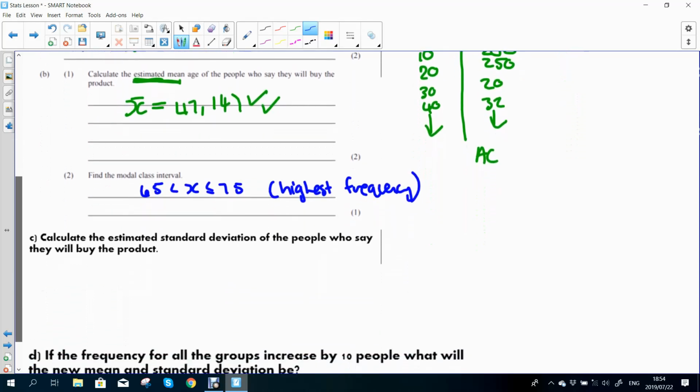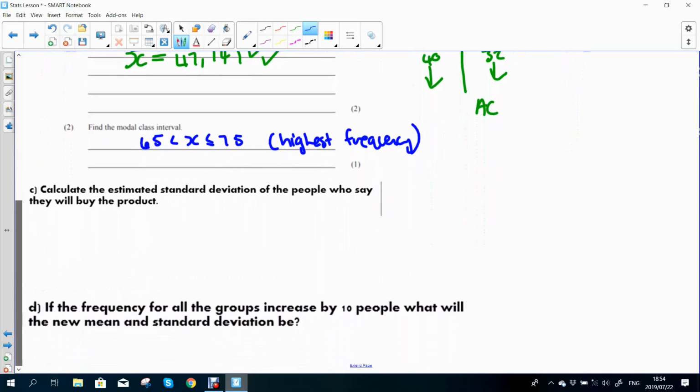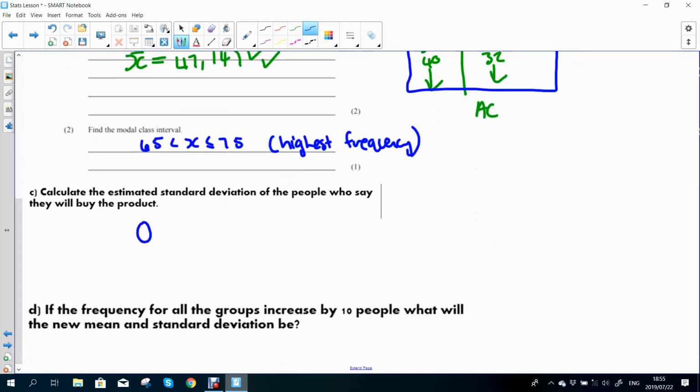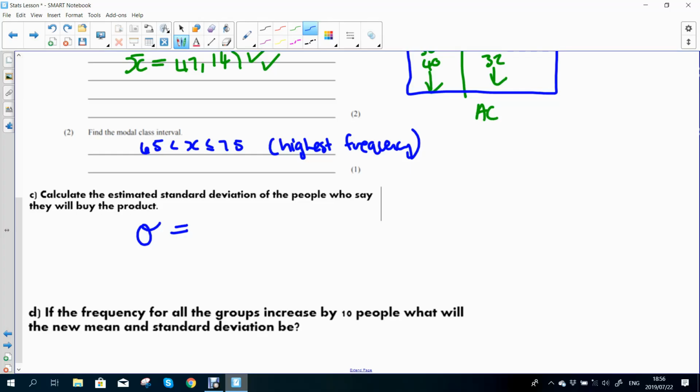Last question, calculate the estimated, oh no, there's 2 questions left. Calculate the estimated standard deviation of the people who say they will buy the product. Guys, this is exactly the same steps, except the data within your calculator will be the midpoint of your interval with your frequency. Then you follow the prompts and the steps to get to your standard deviation, which I worked out as well. You get 24,27 as your standard deviation there.